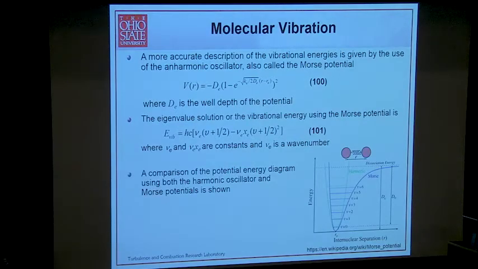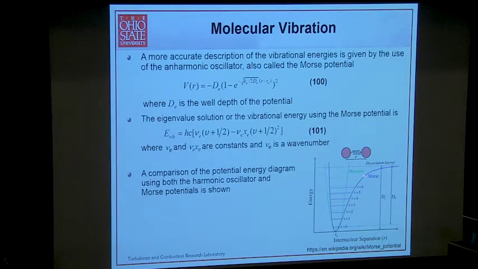So this is what your potential diagram looks like. We have our harmonic, our simple spring mass system, and then now we have our Morse, which actually looks like what a potential diagram looks like. The Morse is a better approximation of the vibrational energy structure because it implicitly includes the effects of bond breaking.